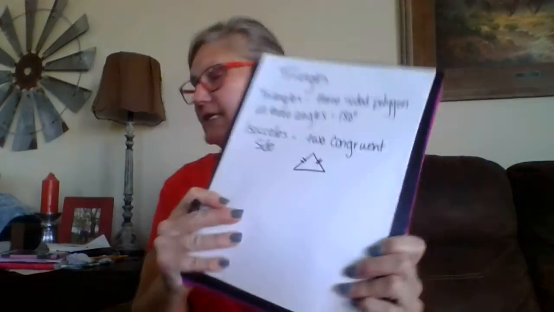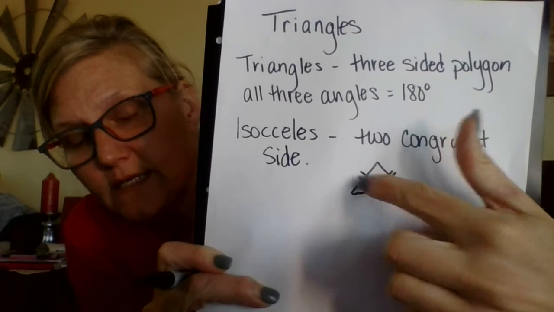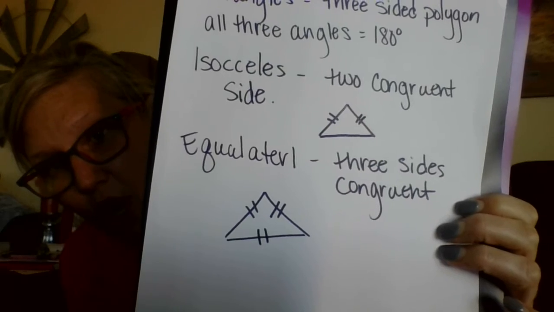For instance, you will see this. When you see a triangle and it has marks like this right here, it means this side is congruent to this side. It's the same, okay? Then you have equilateral. An equilateral triangle is when all three sides are congruent. Three sides congruent, okay? So you're going to have a triangle, and it's going to look just like that. Isosceles, two; equilateral, all sides; and then you have the right triangle.